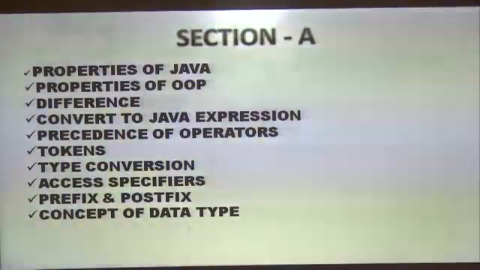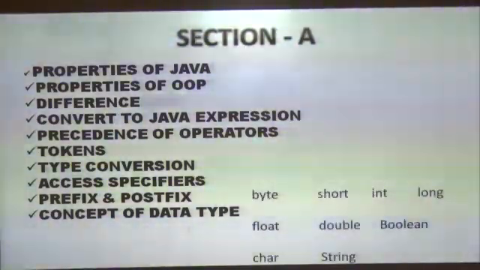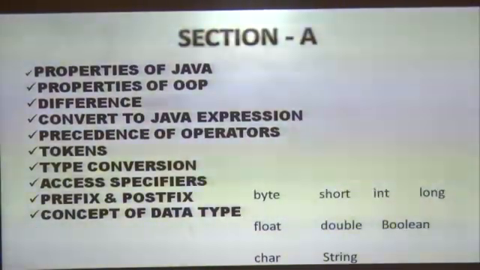Concept of data type. Of course, this you all know. When you're doing programming, you have to have these data types: byte, short, int, long, float, double, boolean, char, and String. Of course, boolean will be in small letters. Except for String, everything is in small letters because they are keywords. Okay? So not only in section A, even in section B, be sure of the data type. The values that you will be using, be sure of the data type.